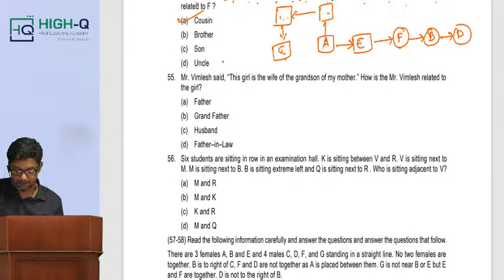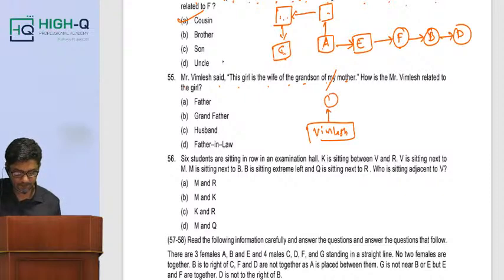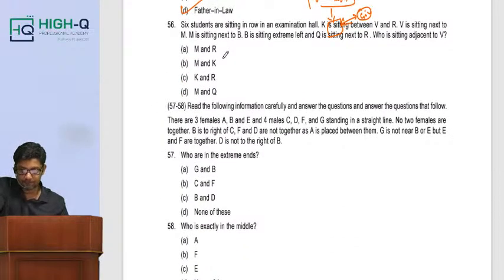Next one. Mr. Vimlesh said, this girl is the wife of the grandson of my mother. So we are talking about Vimlesh's mother. This mother has got a grandson. That grandson has got a wife, and this is the girl. Now, how is Mr. Vimlesh related to the girl? Of course, father-in-law.